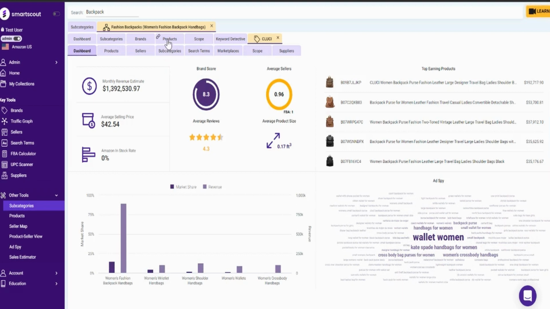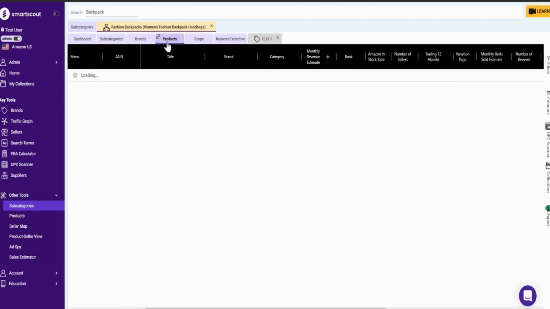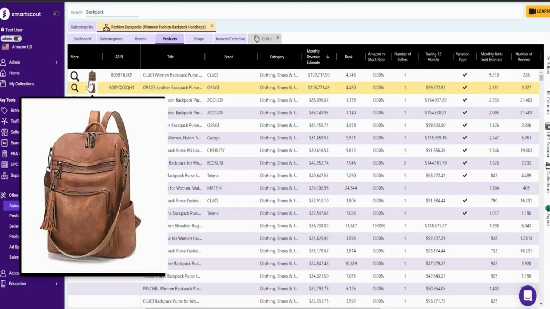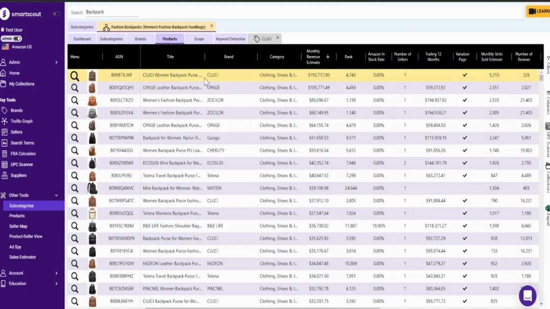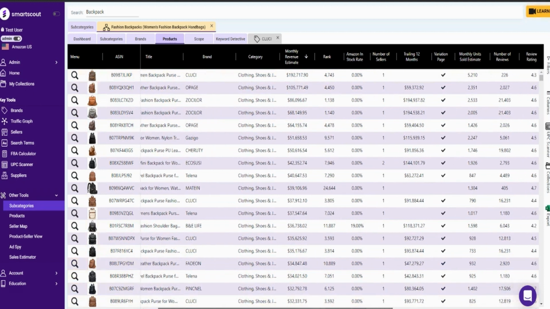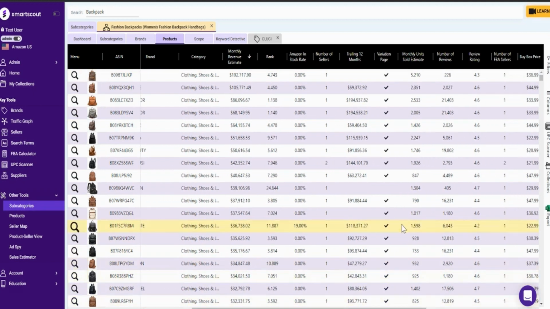Or you can check out the top selling products for this specific subcategory. Here you can see the top selling brand and that they own a majority of the market share. In this section, we can see the top selling product and roughly how many units they are selling every single month and at what cost. You can also break the product down into child ASINs so that you can see the child's rating over here. Also, if it is a child ASIN, you'll see that they obviously have variations. This is very common for backpacks.